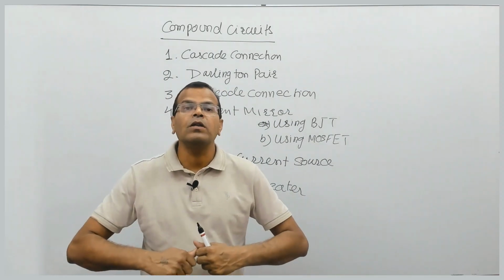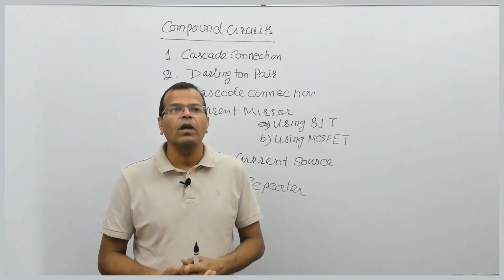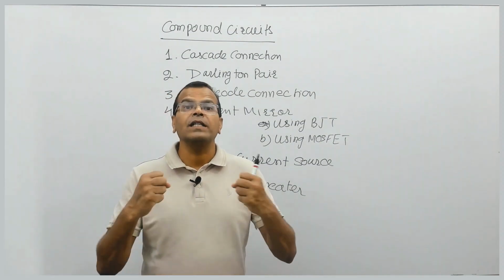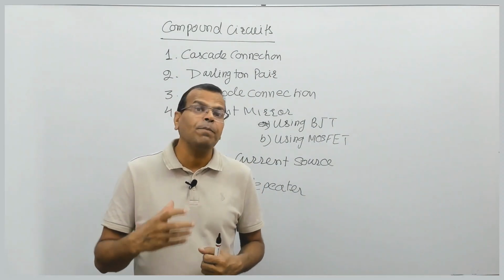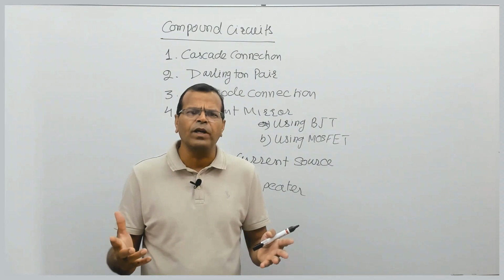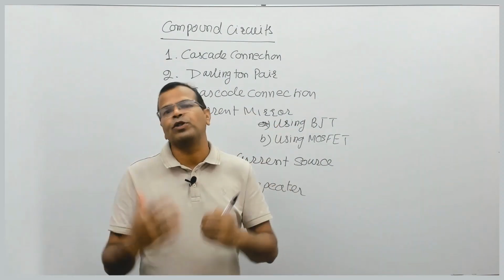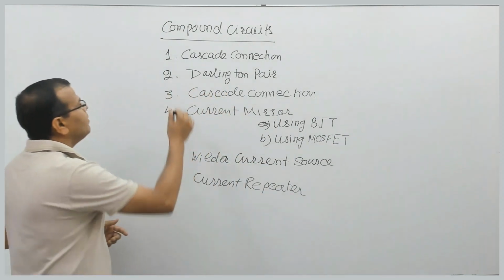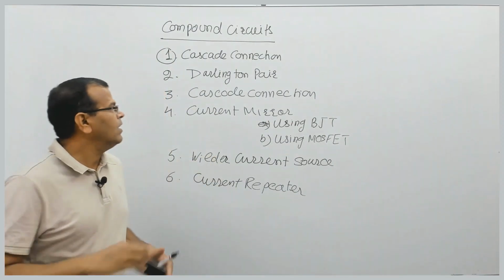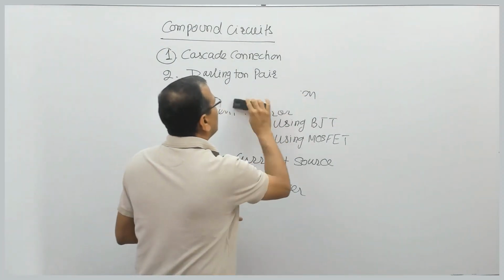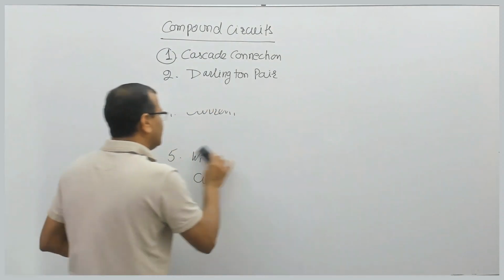You should not try to mug up the formulas, especially in case of amplifiers. You should try to understand the concept and procedure, that is more important than mugging up the formulas. You cannot mug up hundreds or thousands of formulas, so it is better you understand the approach and procedure. Fine. So here I will be taking cascade connection first, then we will be switching over to the other topics one by one.